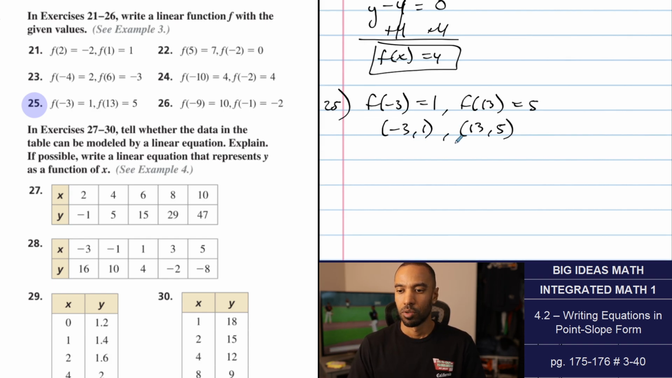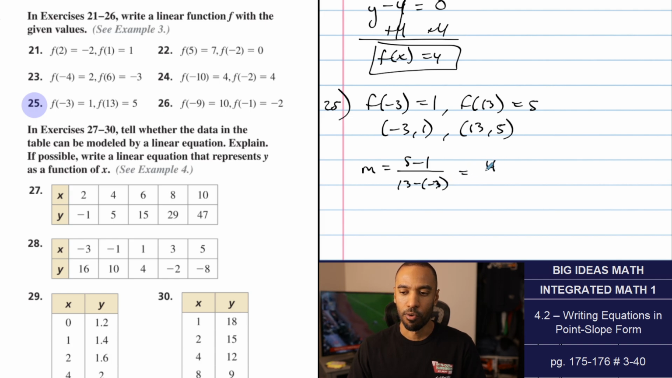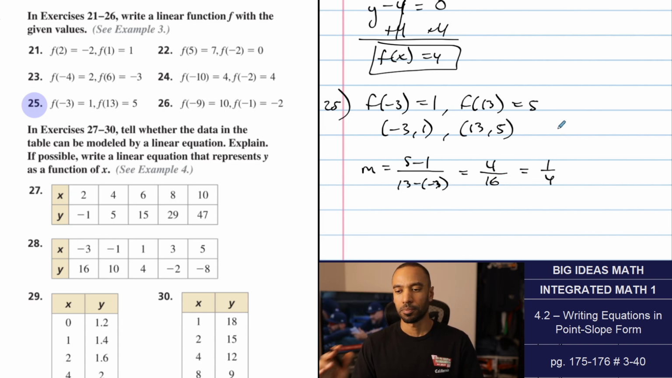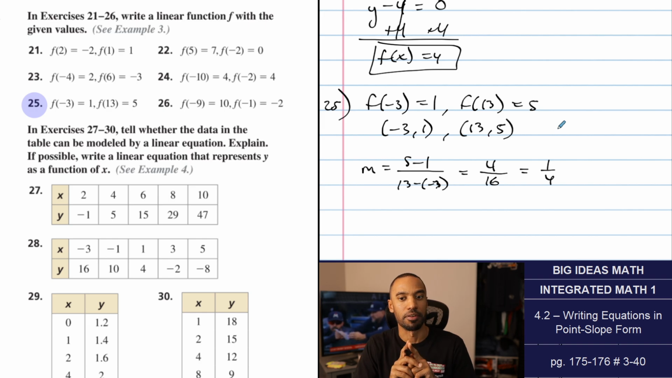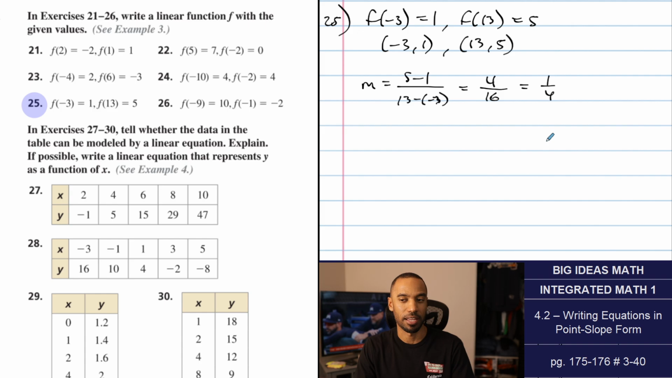Okay. We need our rise and run. Let's go from negative 3 to 13. So let's do 5 minus 1 over 13 minus negative 3. That's 4 over 16. That reduces to 1/4. Okay. This problem set's going to be slightly different. These are the kinds when point slope form is almost a preferred answer to slope intercept form.